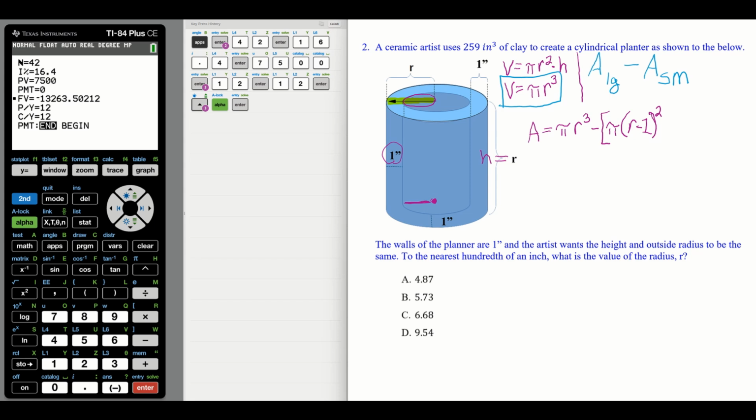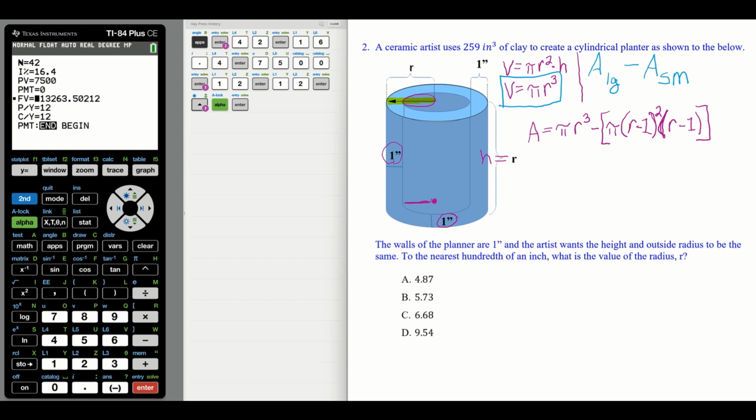But what's going to happen to our height? Our height is also equal to r, but we have to subtract out this 1 inch. So that's multiplied times r minus 1 also. And that would be the smaller one. If you're having trouble seeing that, just stop the video, think about it, write it down.